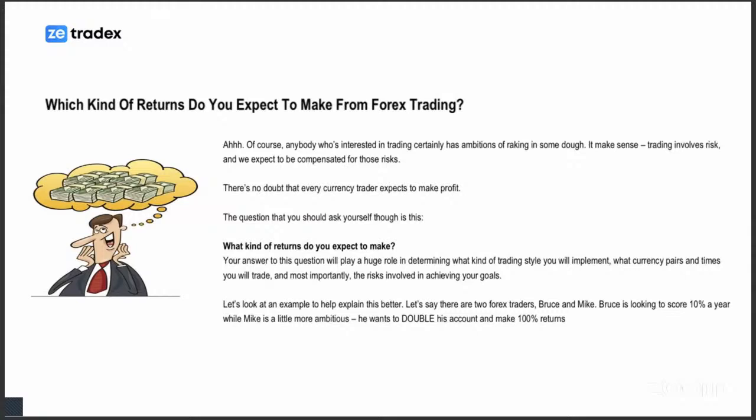Let's say there are two forex traders, Bruce and Mike. Bruce is looking to score 10% a year, while Mike is a little more ambitious. He wants to double his account and make 100% returns. Now, how can Mike do this? Next page, please.